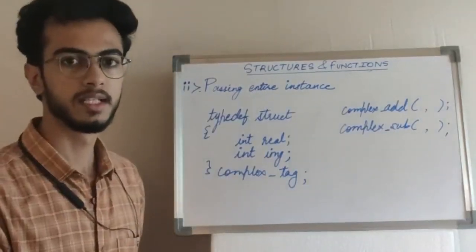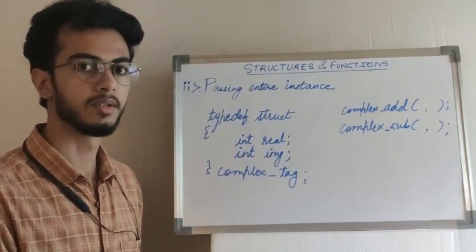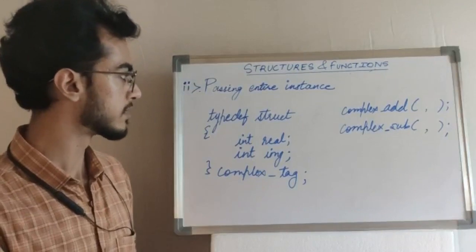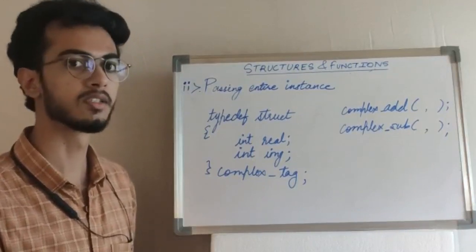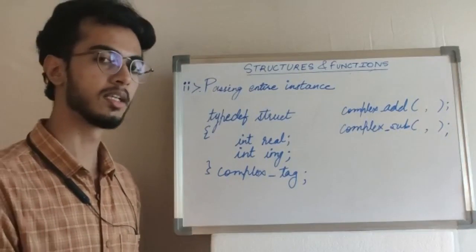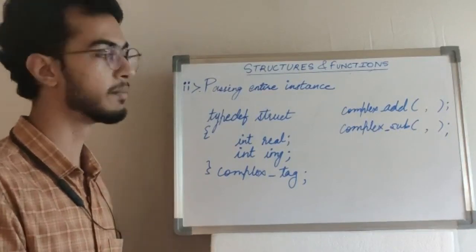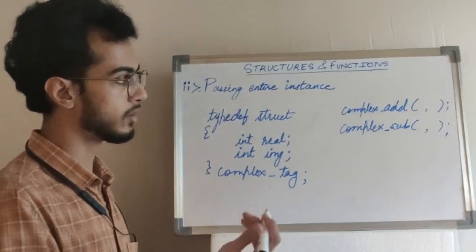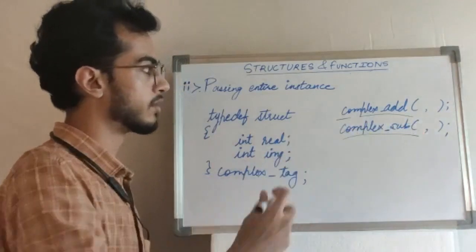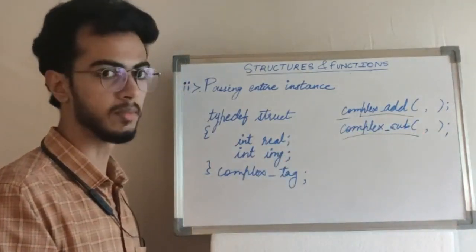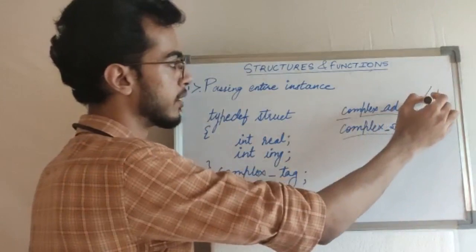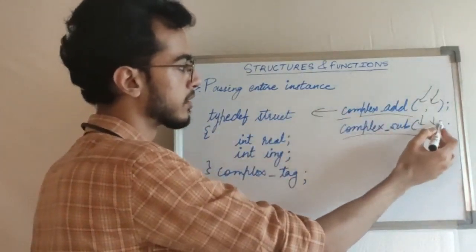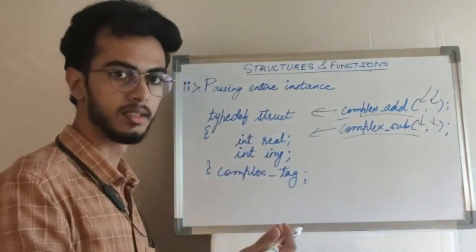Now we'll see one more sophisticated example that we have also covered by using just a main function. I have created a complex tag structure definition which consists of a real part, which represents the real part of the complex number, and the imaginary part. So you have to write the two definitions for the functions called complex add and complex sub, which will take in two complex numbers and return the addition of them. Similarly, complex sub will take two complex numbers and return the difference of them.